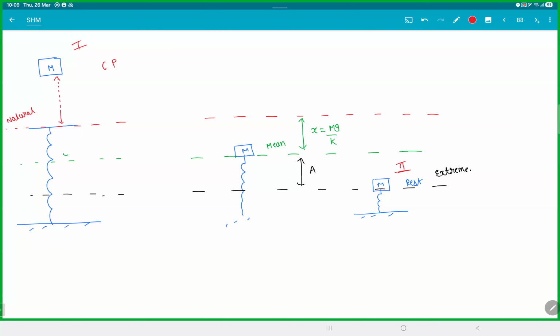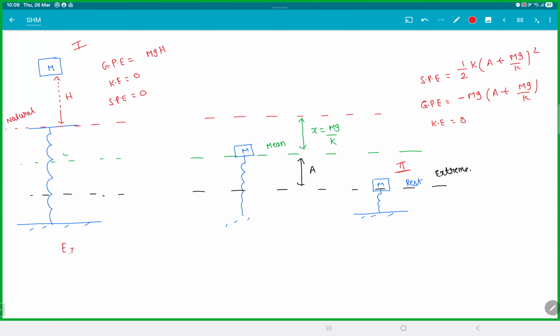So what is the gravitational potential energy? I will take the natural length as a reference line, mgh. Kinetic energy, 0. Spring energy, 0. What is the gravitational potential energy here? It's going down to minus mg(a plus mg by k). What is the kinetic energy? 0, because you came to the extreme position. What is the spring energy? Half k x square. X is the total compression from the natural length, which is again a plus mg by k.